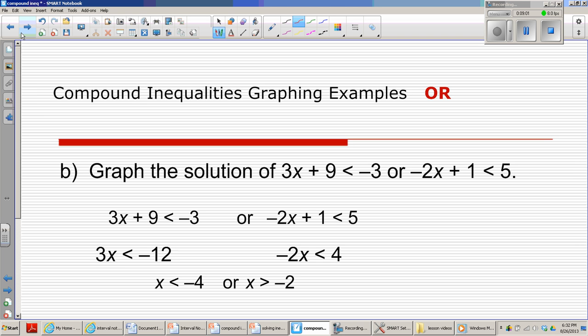Another example with an OR situation. Again, the first thing we need to do is to solve each inequality. So we would subtract 9 from both sides. We have 3x is less than -12. Divide by 3, we get x is less than -4. On the other inequality, we subtract 1. We get -2x is less than 4. Divide each side by -2. We get x. Remember, because we divided by a negative, we have to flip the symbol, and we have x is greater than -2 for the second answer.